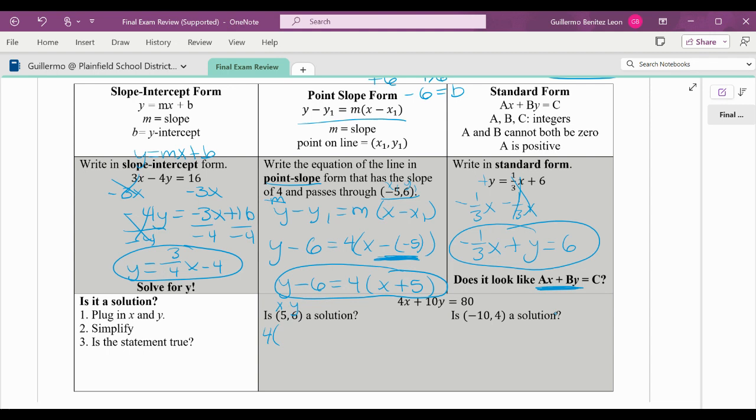4x, I'm taking x out of the equation, 5 goes in, plus 10y, y goes away, 6 goes in, equals 80. Multiply these. 4 times 5 is 20. 10 times 6 is 60. 20 plus 60, that's 80. So this one is a true statement. 80 does equal 80. So this one is a yes. It is a solution.